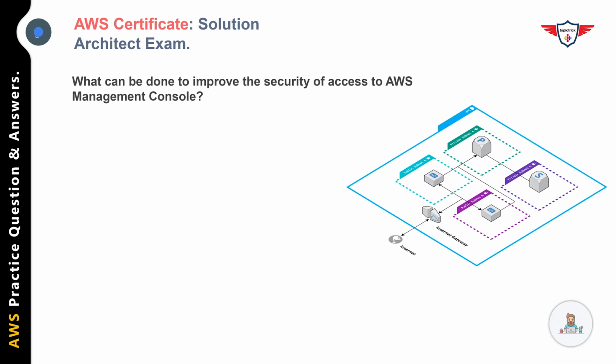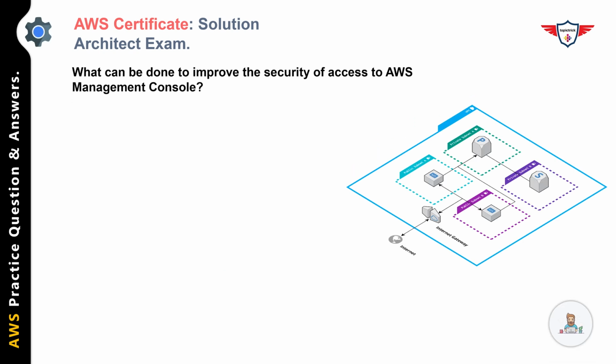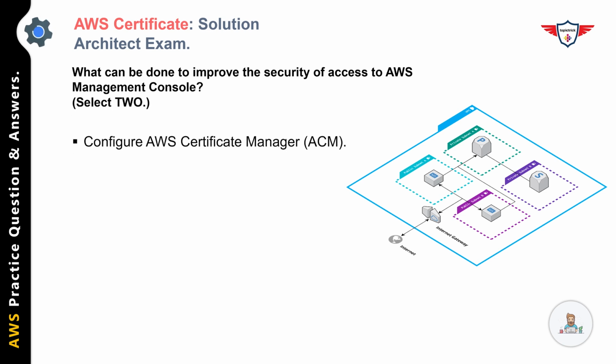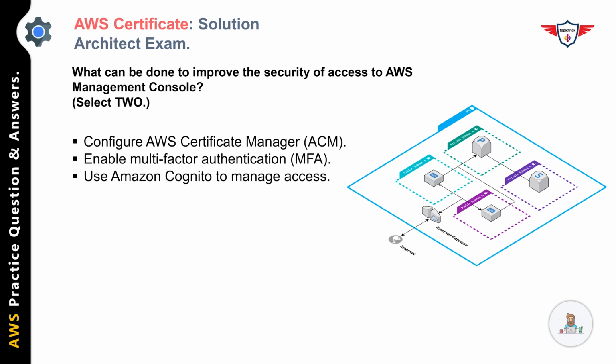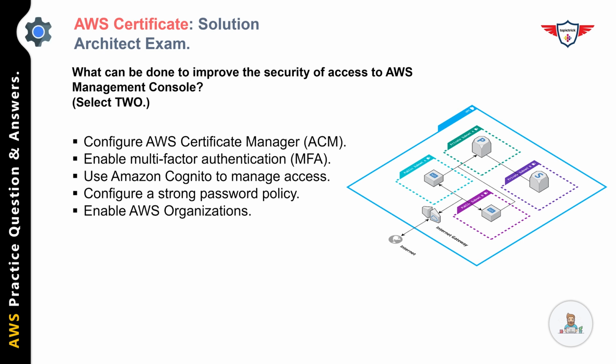What can be done to improve the security of access to AWS Management Console? You have to select two correct answers. Your options are: configure AWS Certificate Manager; second, enable multi-factor authentication; third, use Amazon Cognito to manage access; fourth, configure a strong password policy; and the last one is enable AWS Organizations.